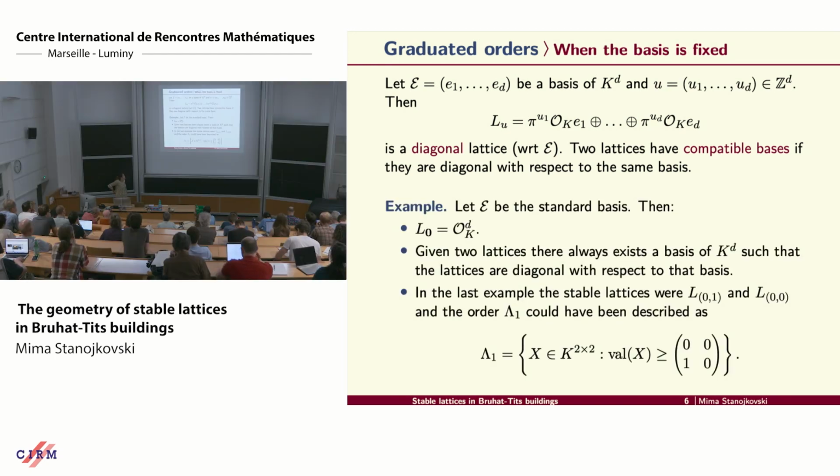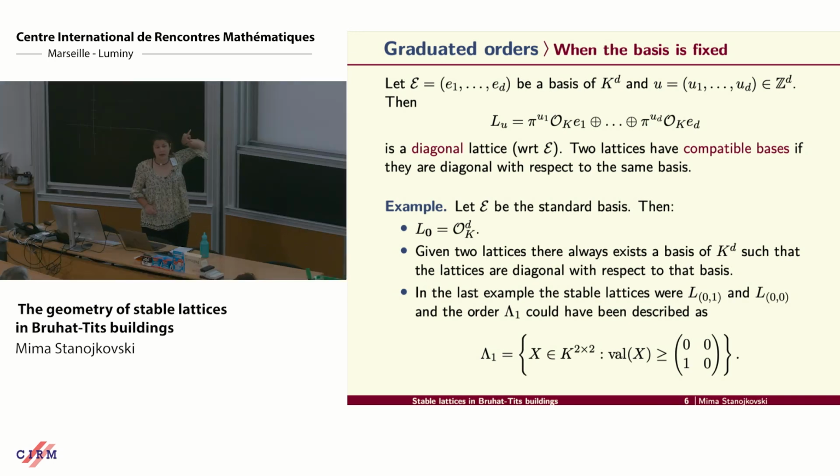So here's an example. If we pick E to be the standard basis, and the vector U to be the all zero vector, what we recover is the standard lattice. And here is the reason why I said better than two lattices, let me talk of a collection of lattices, because it is not difficult to show that two lattices are always diagonal with respect to the same basis. And this we will use later.